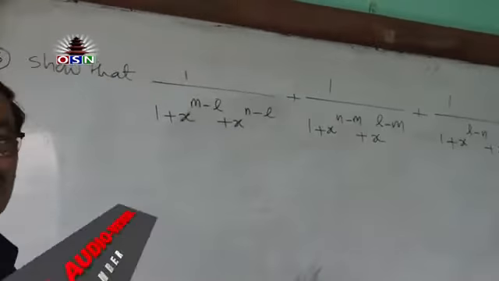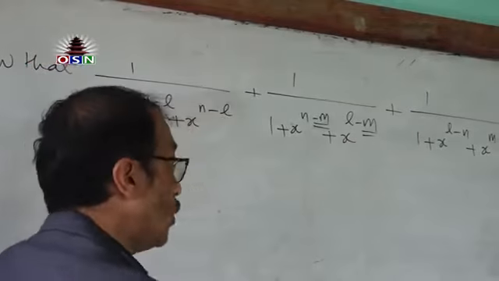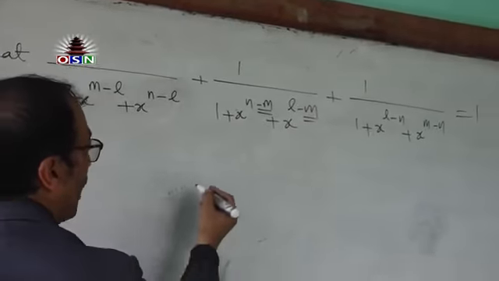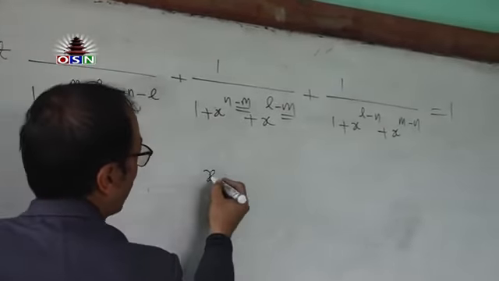To simplify these kinds of questions, since we have got minus l here, the numerator and denominator both should be multiplied by x to the power l. Here in the second fraction you have got n minus m. Let's see minus m here, minus m here. So the numerator and denominator both should be multiplied by x to the power m. This should be multiplied by x to the power l. And in the last fraction, you can see minus l, minus n, minus n. So the numerator and denominator both should be multiplied by x to the power n.